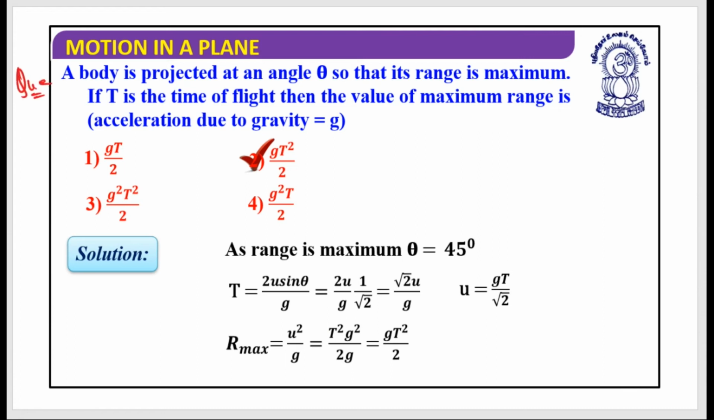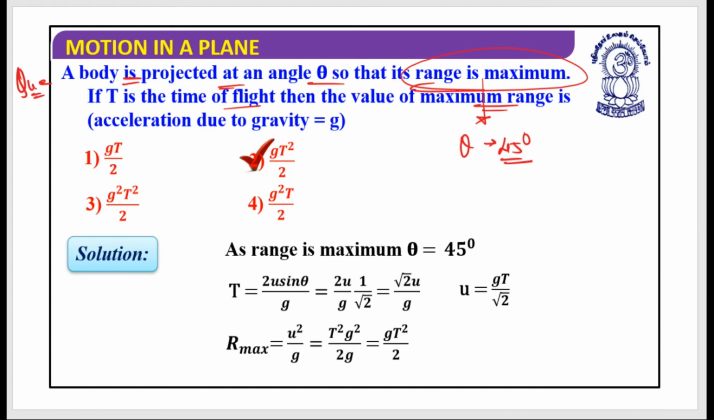What is given? A body is projected at an angle theta so that its range is maximum. That means it must be thrown at theta of 45 degrees. Now, if T is the time of flight, then what is the value of the maximum range? Here you require all the answers in terms of T.